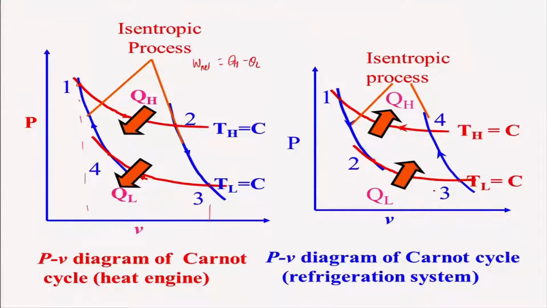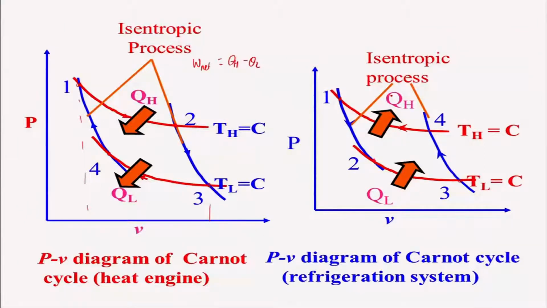Then I can move from state 3 to state 4 through an isentropic compression process, and from state 4 to state 1 I can go with an isothermal compression process, while rejecting the amount of heat to the high temperature thermal reservoir that we call the source, that is QH. So, this cycle is known as the reverse Carnot cycle, and this represents what is known as the Carnot refrigeration system, one can think of.